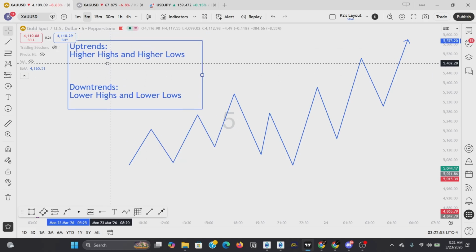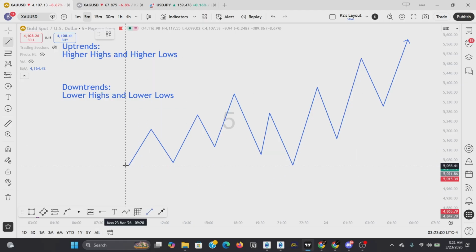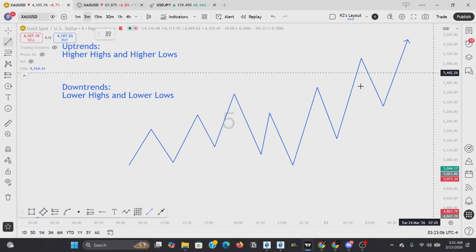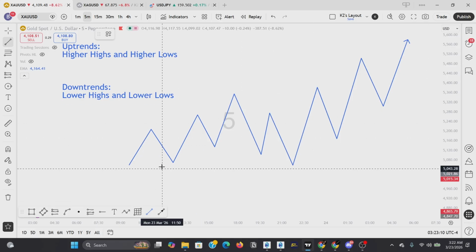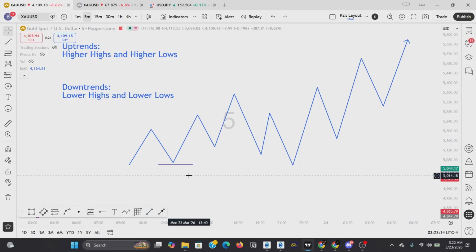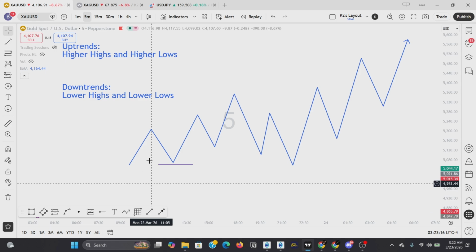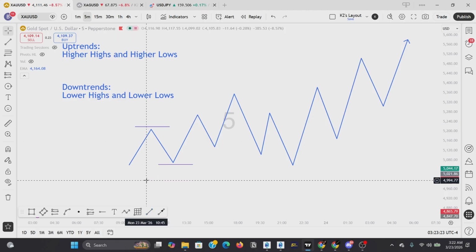Now, what are higher highs and higher lows, you might ask? First off, we want to find our first low or our first high of the trend. This is the trend. Let's find our first low. Our first low would be right here. When you start off marking, your first low does not have to be a higher low or a higher high. Just mark your first high and mark your first low.